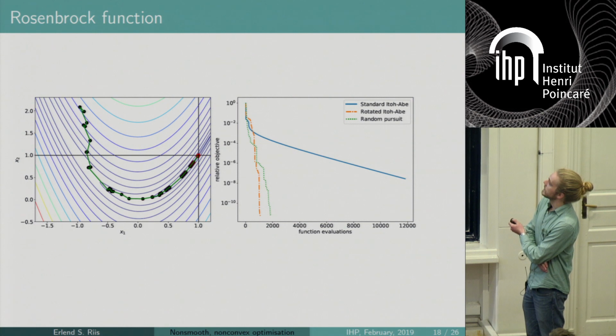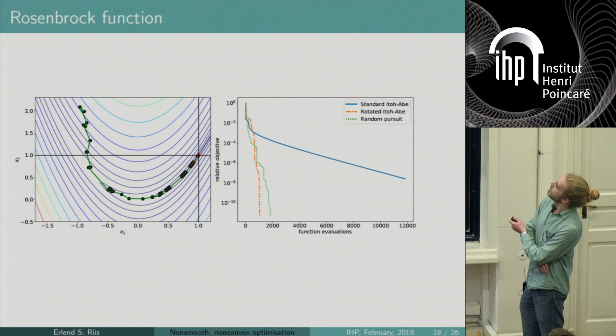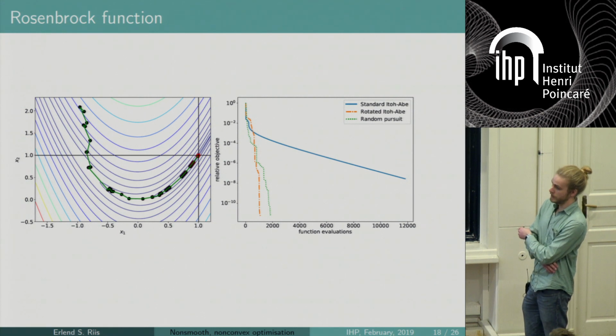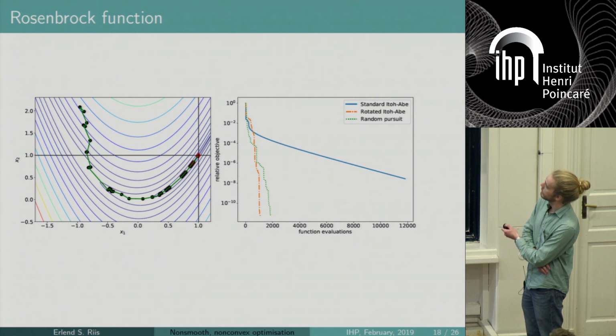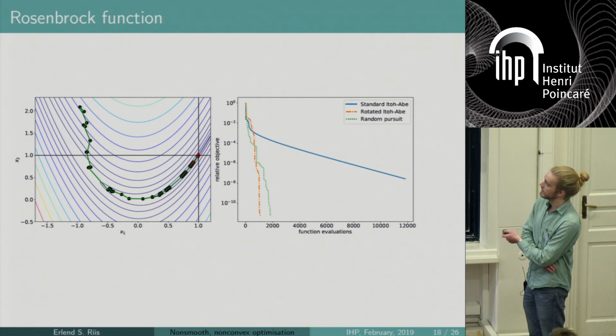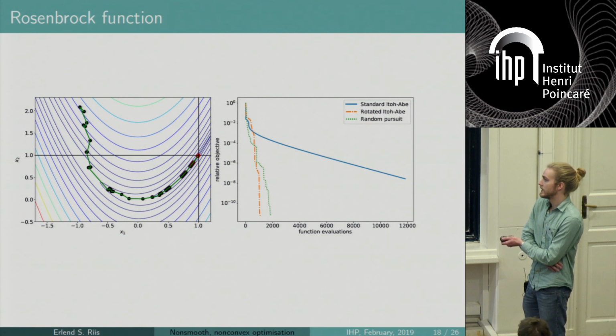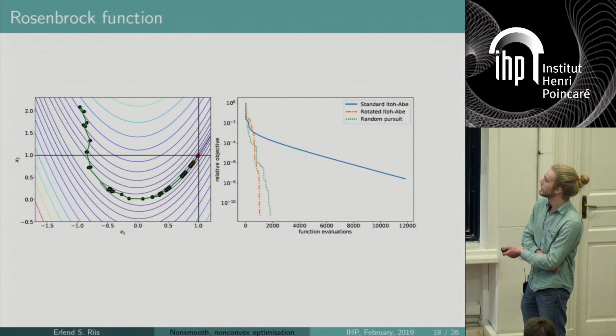One thing I thought I'd point out is the convergence rates for different types of Itoh-Abe methods. The blue curve is the convergence rate where you use the standard coordinates, so the standard Itoh-Abe discrete gradient method. The two other plots are two variants of randomly drawing directions. This illustrates that when the function is ill-conditioned, difficult to deal with, or quite non-smooth, it can be beneficial to not just consider the standard coordinates, but to move in random directions.